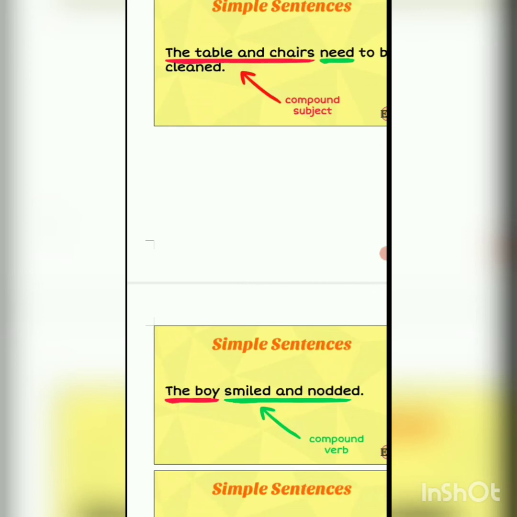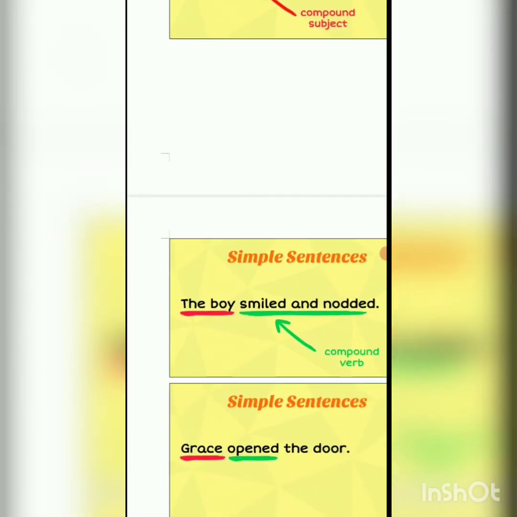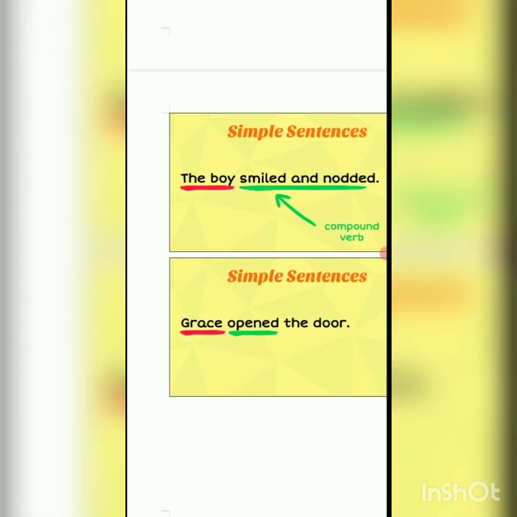Independent clause has one subject and one verb. So this is also a good example of a simple sentence. Grace opened the door. Okay, so a simple sentence has one independent clause. Grace opened the door. So a simple sentence can also be called an independent clause, because both have the same features. A simple sentence also has one subject, one verb, a subject-verb combination, and it has a complete meaning. Okay, so an independent clause also has a subject and verb, and it has a complete meaning.